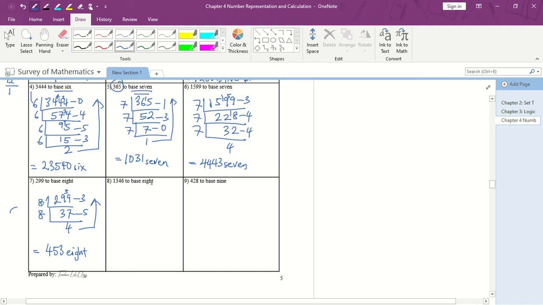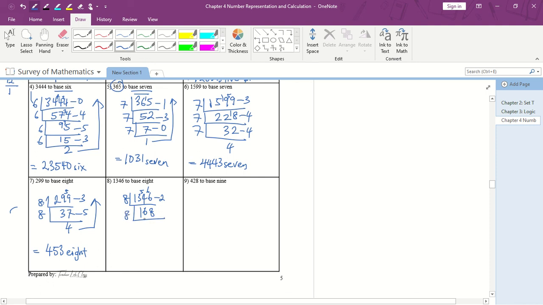And of course, come to base 9. So 1346. You need to convert to base 8, so divided by 8. So 54. Then 8 times 6 is 48. 54 minus 48 is equal to 6. And 8 times 8 is 64. 66 minus 64 will be 2.